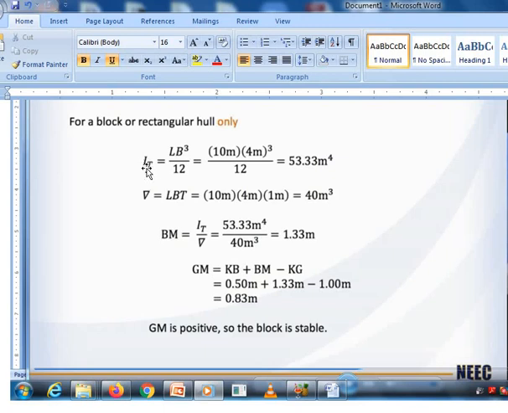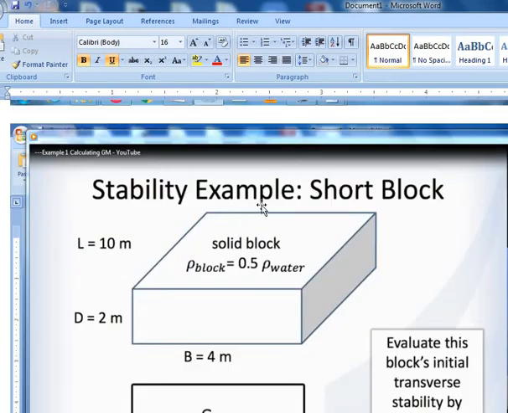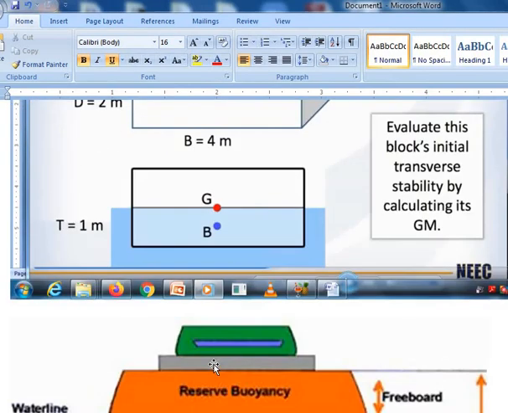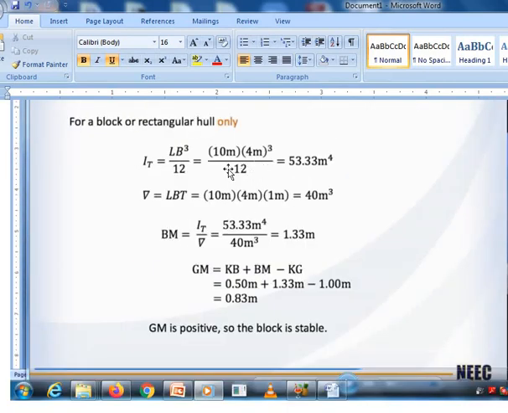We have the initial metacenter being the L, the length times the breadth cube divided by 12. We remember the length, which was 10 from here. The length was 10 times the breadth cube. So 10 times 4 cube, which is here, divided by 12, you are getting this.